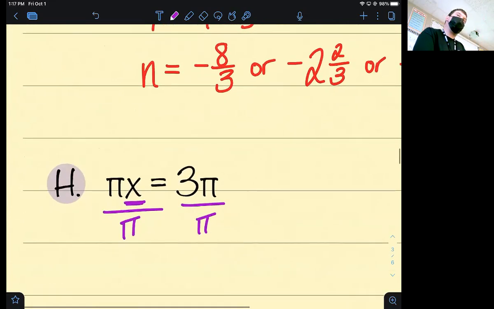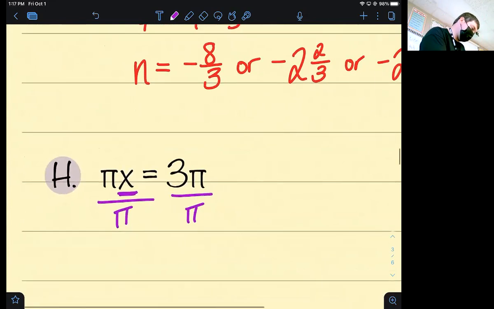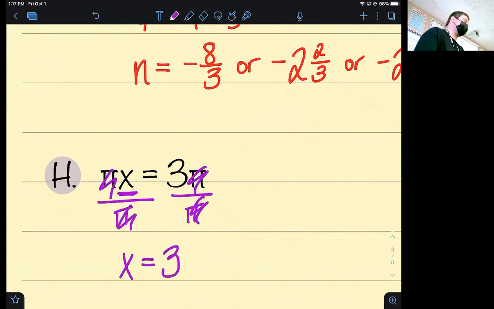What happens when I divide 3 pi by 1 pi? Why is it just 3? Because both pis cancel out. That's right. The pis will cancel out, and you're left with x equals 3. That's right.